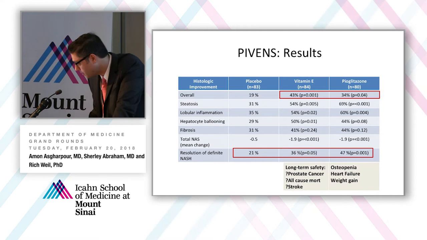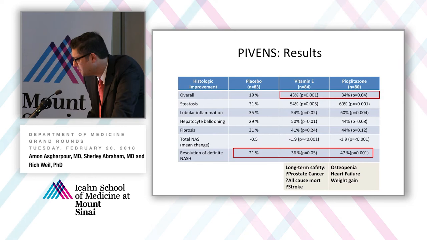There was overall histological improvement in both vitamin E and pioglitazone, but there's also improvement in the placebo group at about 20%. And resolution of NASH, again, even in the placebo, there was about 20% improvement. With vitamin E, there was a statistically significant difference. Pioglitazone was also statistically significant compared to placebo, but not that much better. And they all have some issues.